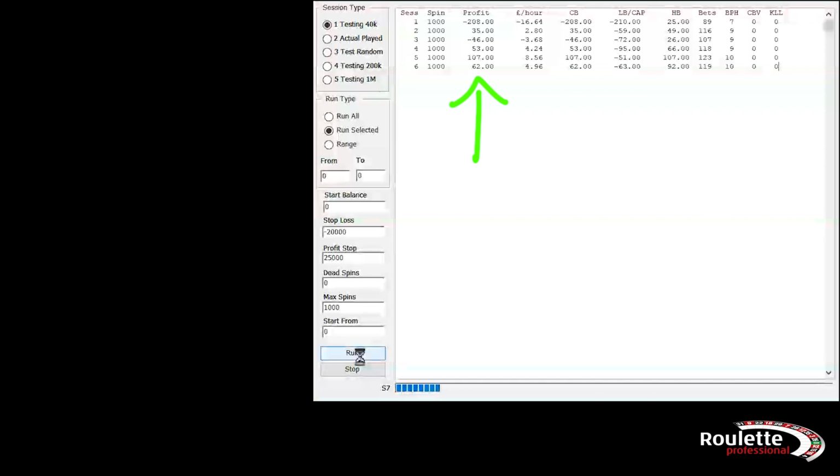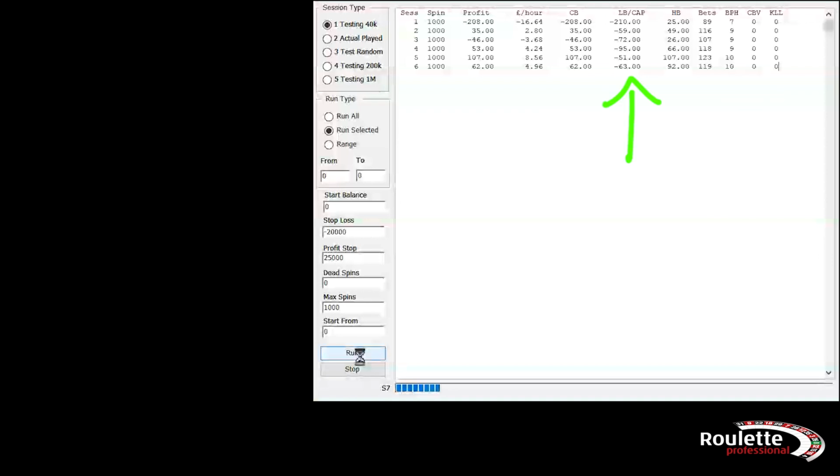The profit column, of course, shows how that session ended, and the per hour column is based upon 80 spins per hour, unless we indicate otherwise. The CB or current balance column appears to be a repeat of the profit column, but this shows your actual balance if a session ends with a bet still in play. For example, if the CBV or current bet value column had a value of 50, and your profit column was showing 200, then your current balance would actually only be 150.